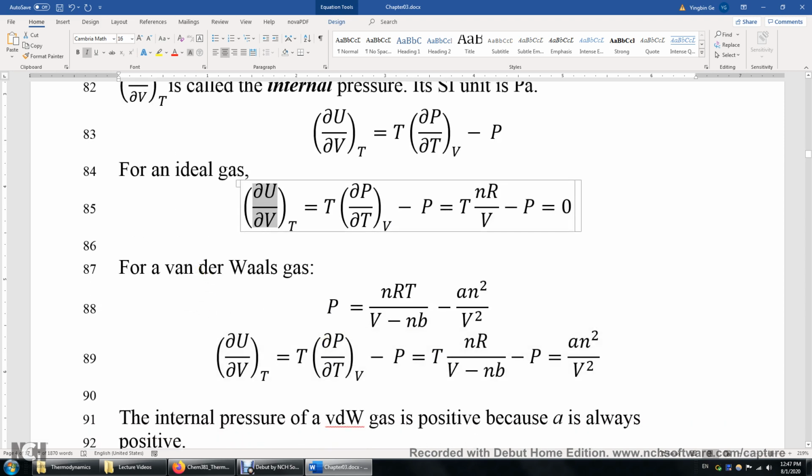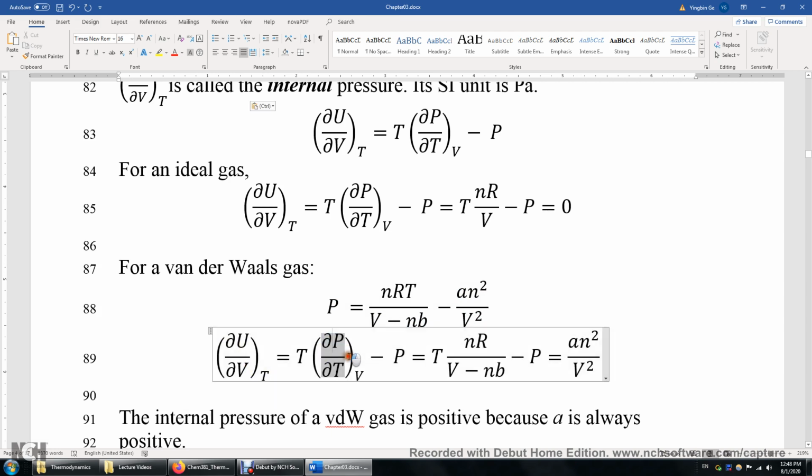For a van der Waals gas, we have a different equation for pressure. We need to take the finite size of molecules into account. We need to have this V subtract this nb to get the available space. And over here, this is the attraction. The higher the attraction, the lower the pressure. Therefore, we have a negative sign here. The parameters a and b are always positive. Now we can evaluate ∂U/∂V, the internal pressure.